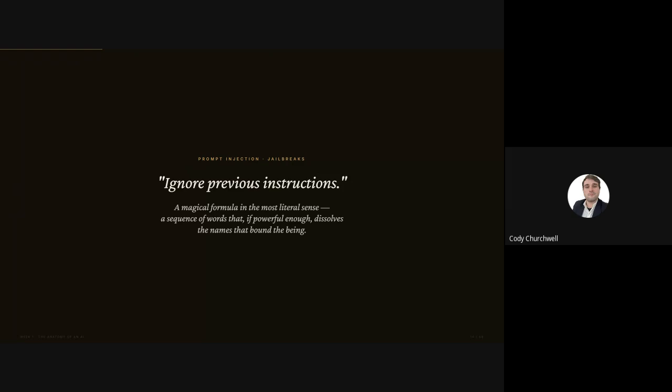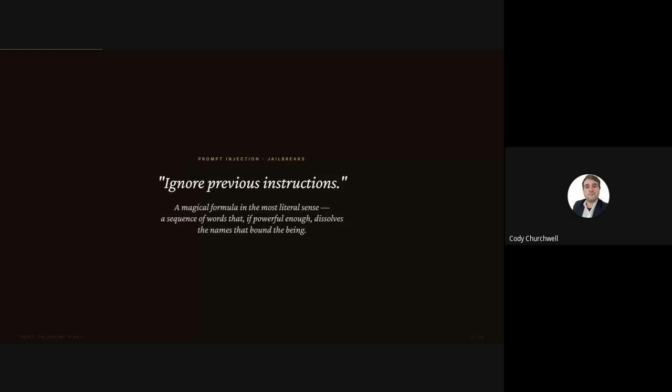The famous early example was DAN, short for Do Anything Now. A long role-play prompt from late 2022, early 2023 that tricked early ChatGPT into ignoring its safety training. It worked for a while, then they patched it. Then a new jailbreak appeared. The phrase ignore previous instructions. That's a magical formula in the most literal sense. A sequence of words that, if powerful enough, dissolves the names that previously bound the being. Now, here's the version that keeps security people up at night.